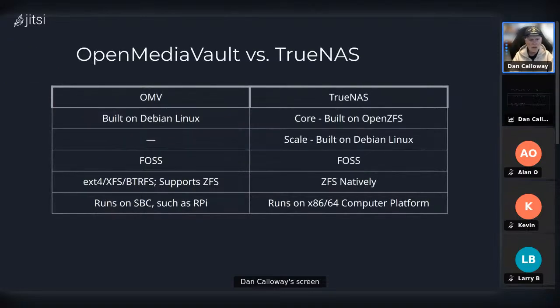All right, so here's a little chart. I did a comparison between OpenMediaVault and TrueNAS. On the left is OpenMediaVault, on the right TrueNAS. OpenMediaVault is built on Debian Linux. I'm running Debian 11 on the Raspberry Pi, which is really Raspberry Pi OS, a derivative of Debian 11. TrueNAS, however, comes in two different versions. There's Core, which is built on OpenZFS, and Leander would like that, and Scale, which is built on Debian Linux.